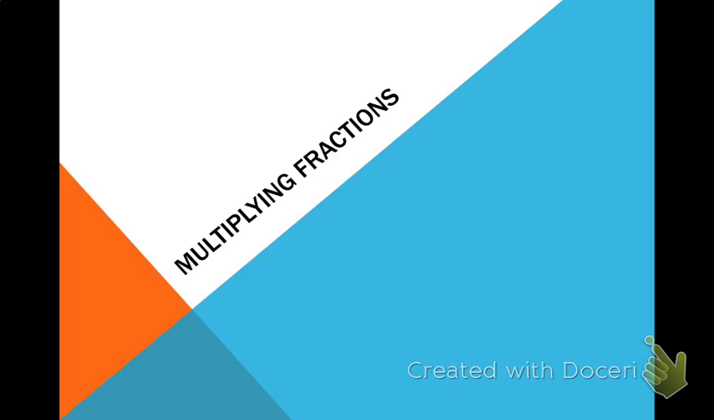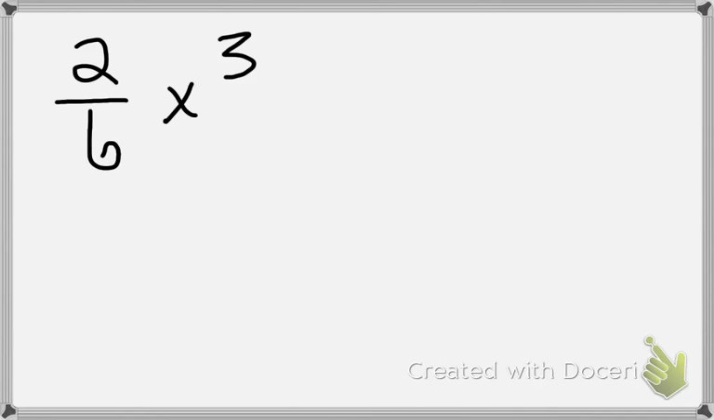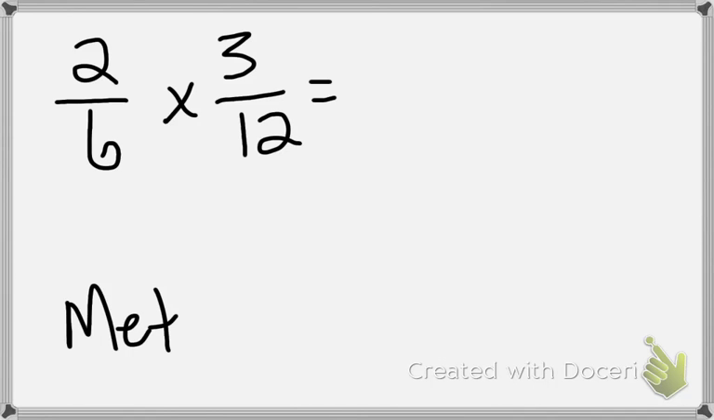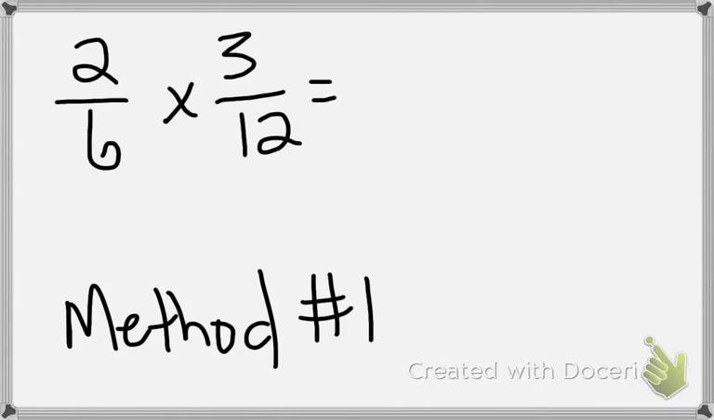Today's lesson is going to be on multiplying fractions, simple fractions. Now when we multiply fractions, there's a couple different ways that you can do it that we've been learning in class. So let's take the example 2/6 times 3/12. And the first method that we're going to discuss is really just a straightforward multiplying of our numerators and denominators.